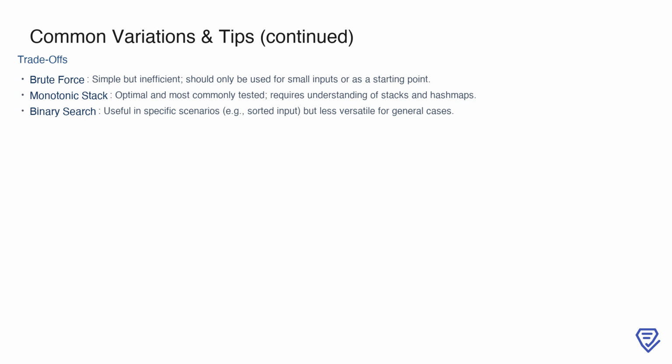Binary search offers another alternative, but it's only suitable when the input array nums2 is already sorted. While it achieves a time complexity of O(n log n), it's less flexible for general cases, as most problem variations don't guarantee sorted input. Understanding these trade-offs will help you choose the best solution for the given constraints and justify your approach during coding interviews.